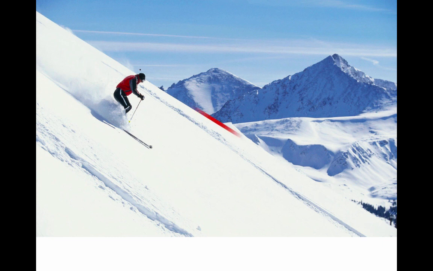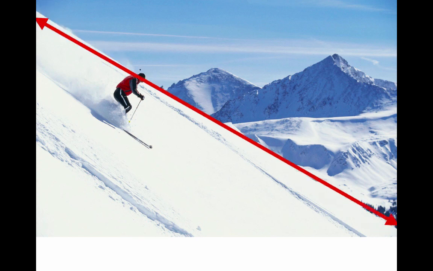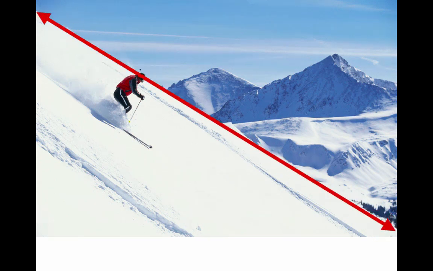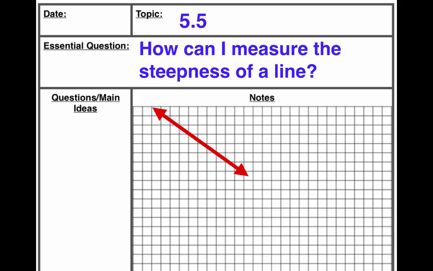But if I wanted to measure the steepness, there's my line. I would call that the slope. In fact, we call them ski slopes, if you've ever heard that before. So I'm going to draw this in my notes. Maybe you can draw a line going in the downwards direction. This is what we call a negative slope. It's going downwards. That would be a negative slope.